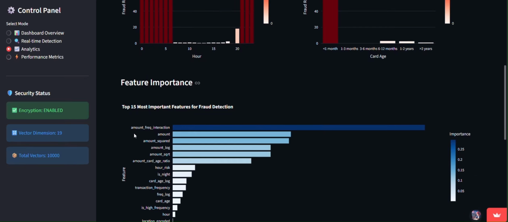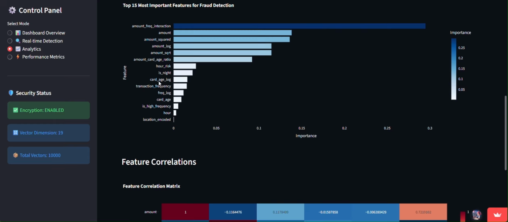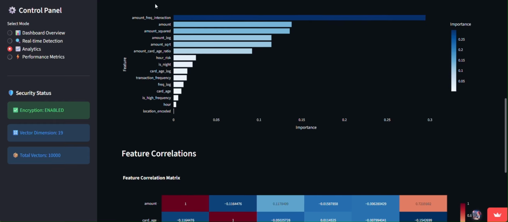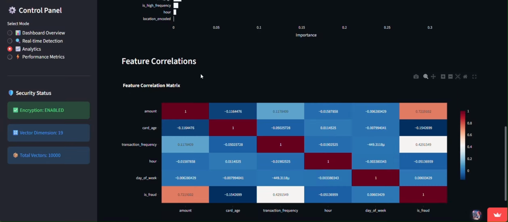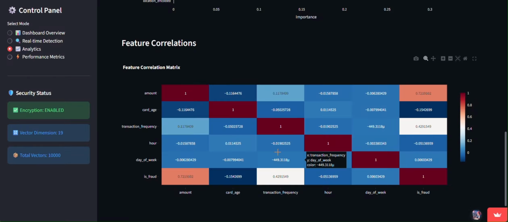Now let's see the feature importance, the top 15 most important features for fraud detection. And this is the feature correlation. This correlation matrix helps to validate that the model is learning meaningful patterns and not random noise. It also shows that the 10,000 encrypted vectors are stored, and operations like insert and search happen extremely fast, even with encryption turned on. It proves that the system is efficient and scalable.